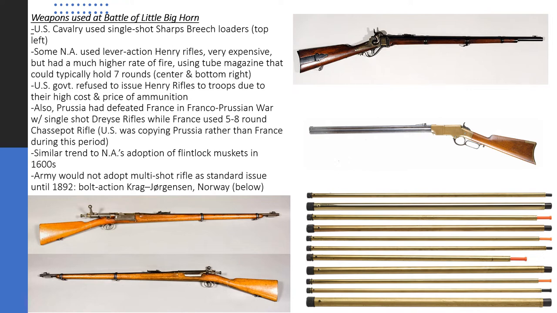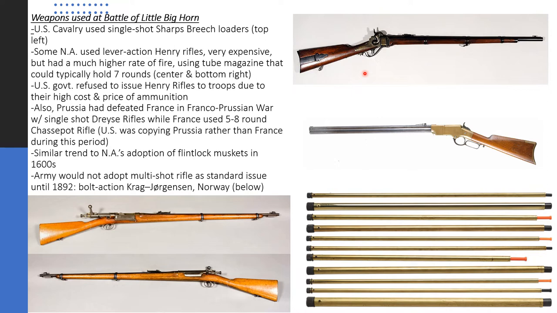Now we'll discuss the weapons used at the Battle of Little Bighorn, and they play a major role in the result of this battle, the Lakota victory. The U.S. cavalry primarily used single-shot Sharps breech loaders, seen here, top left of this slide. The Sharps breech loader was a very good, very solid, dependable weapon. It was used during the American Civil War.